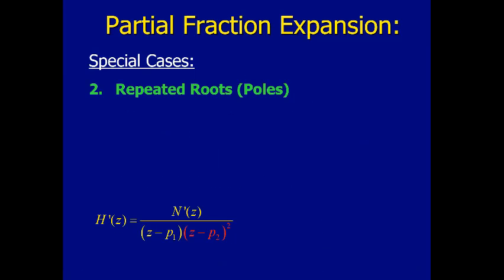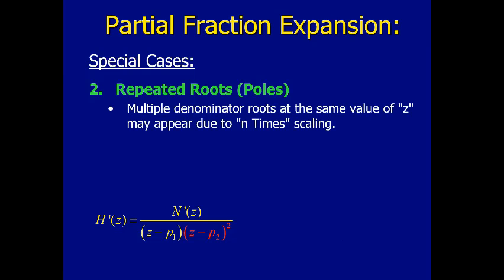So we've seen how to do a real root. We've seen how to do a complex conjugate set of roots. The other exception to the rule is what happens if we have a repeated root, meaning we have a multiple pole in our system. Usually that implies we have some n times the inverse transform happening.